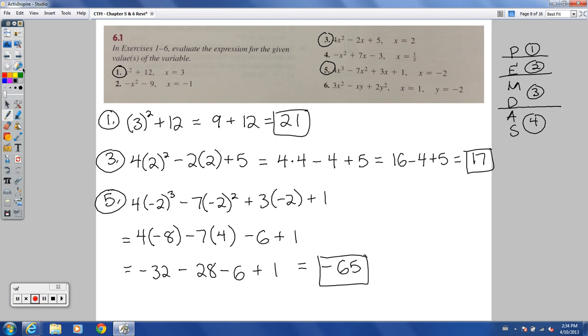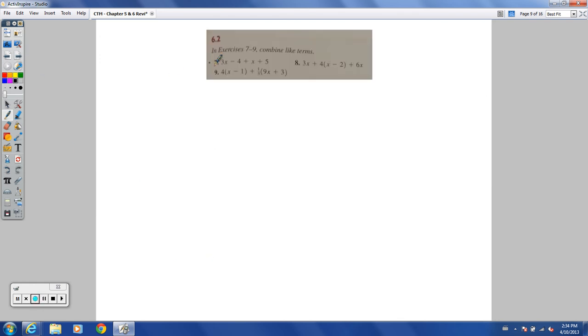Alright, let's move on to the next batch. We got 7, 8, and 9. We're going to look at 7 and 9 together. So here, combine like terms. This is coming from lesson 6.2 now. So 3x minus 4 plus x plus 5.